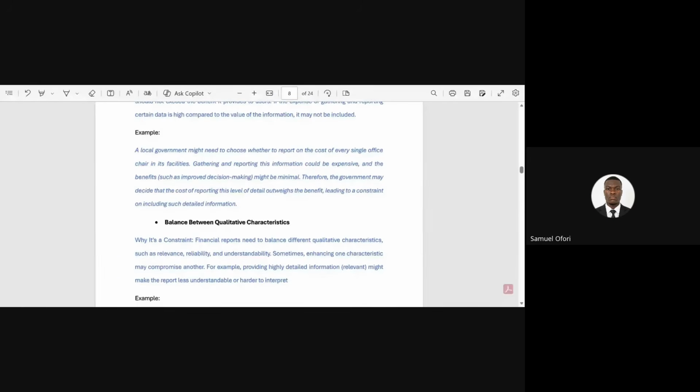Okay, so the materiality is a constraint because it's saying that if you have petty expenses to include in a financial statement, look at the cost involved.